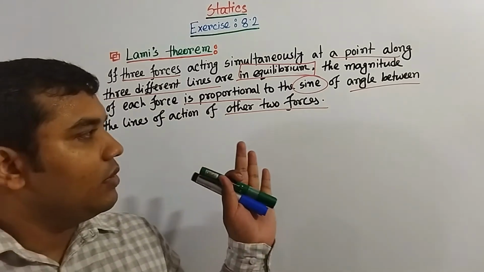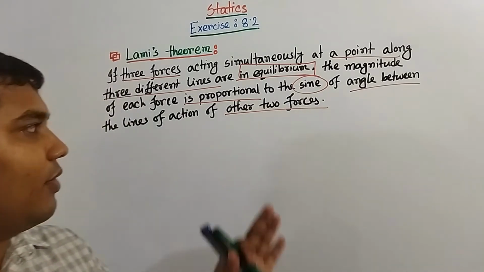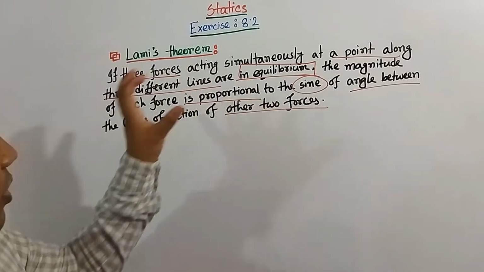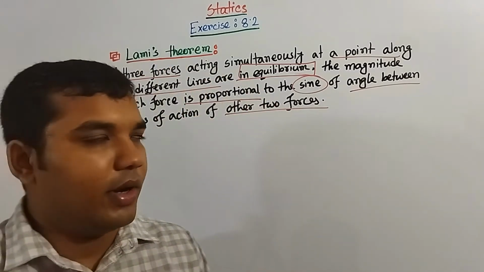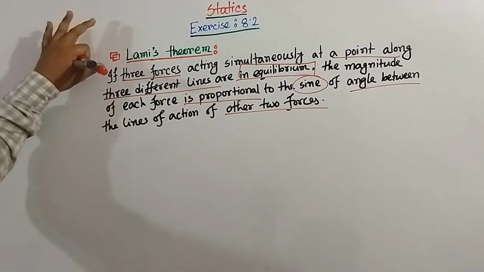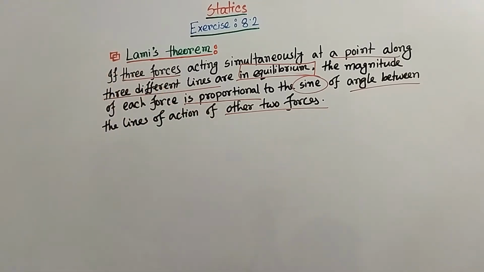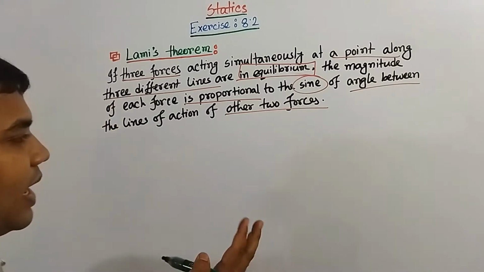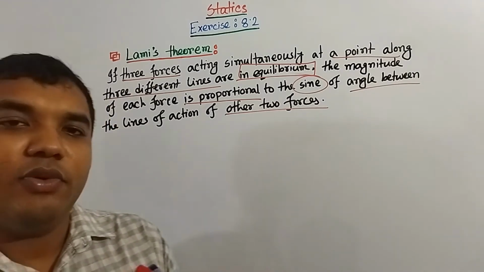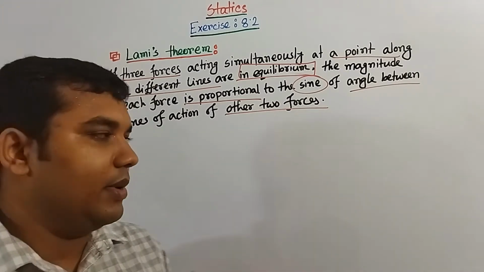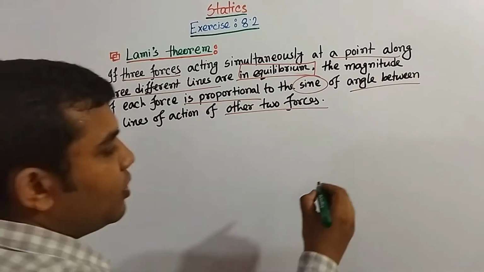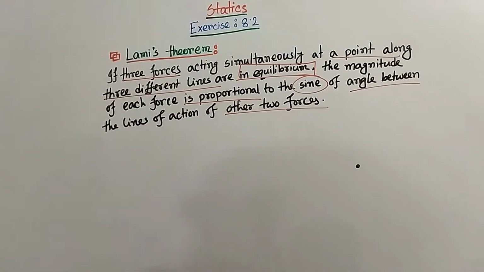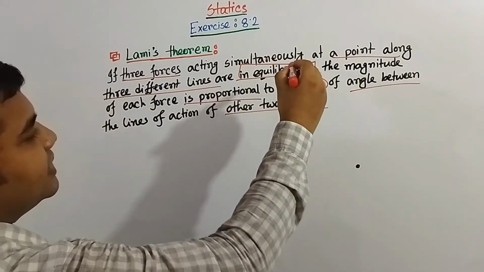So maybe you can't understand anything from this statement, but I am trying to break down all the points one by one. Here the statement of Lami's theorem says that three forces must be acting at the same point. So our triangle's law of equilibrium was the same thing, where we were also working at the same point. So here three forces are acting simultaneously at the point.